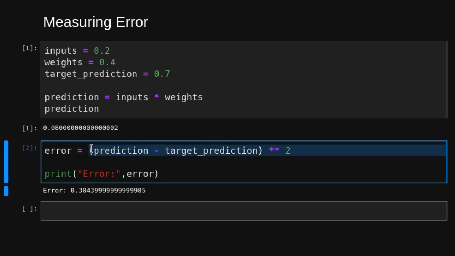Understand this formula and get ready for the future videos, because we will use it to figure out how to make our predictions better. Alright, I'll see you next time.